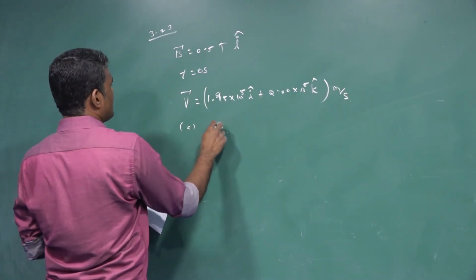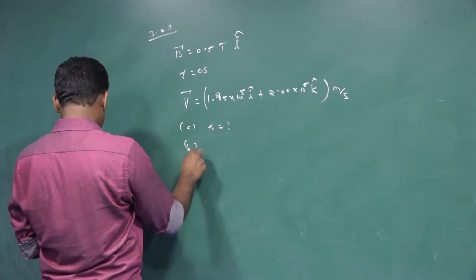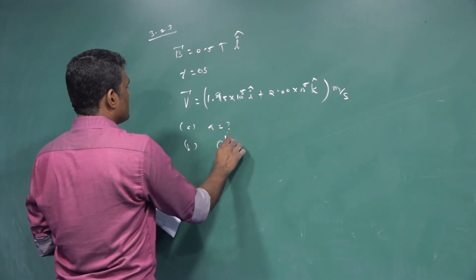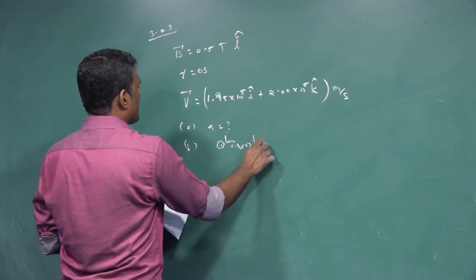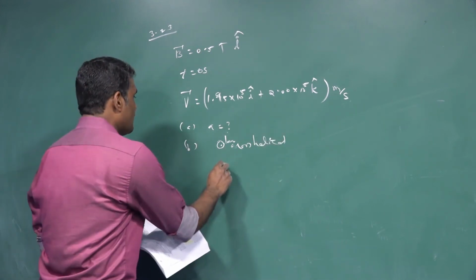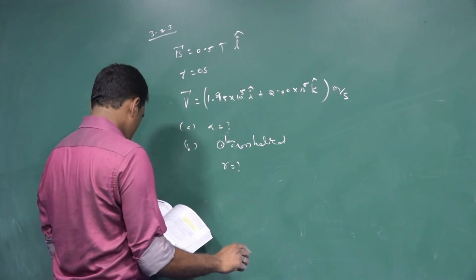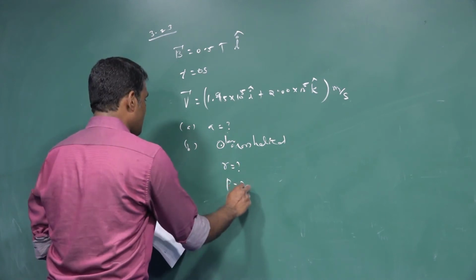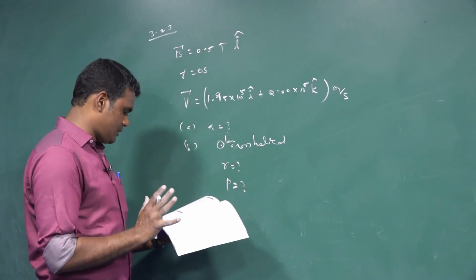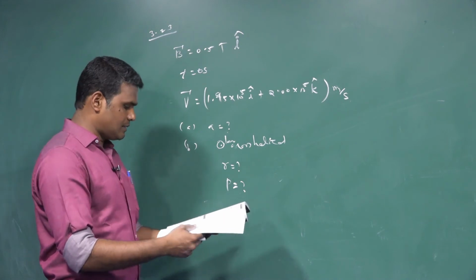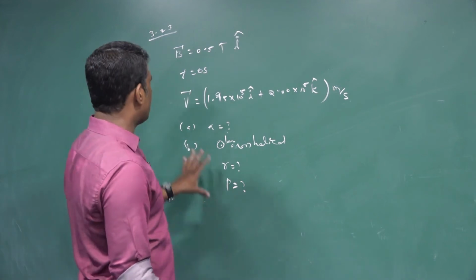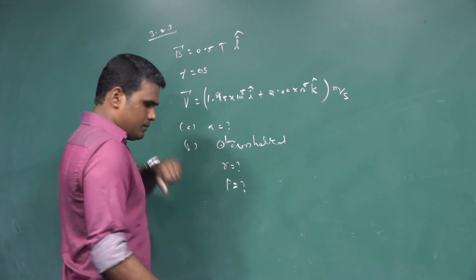First question is, what is the acceleration of the proton? And the second question is, is the path circular or helical? If helical, calculate the radius of the trajectory and also calculate the pitch of the helix. As you know, pitch of the helix is the distance traveled along the helix axis per revolution. Right, data are given.